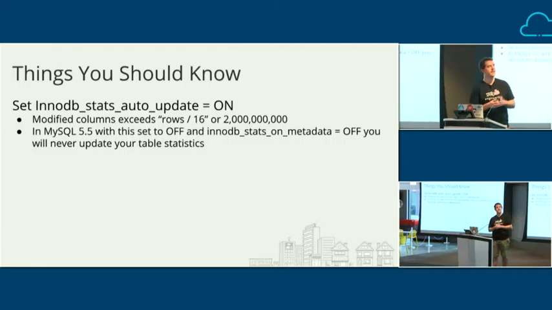Now, innodb_stats_auto_recalc, I've kind of shown it up there a few times but not really talked about it. It is the Percona 5.5 solution to this in an automated way. Basically, if 1/16th of the rows in a table or 2 billion rows have changed, it will run an analyze table for you. And if you aren't running Percona 5.5 and you're running vanilla 5.5 from Oracle, if you turn off innodb_stats_on_metadata, you have no automated way to gather statistics unless you write it.